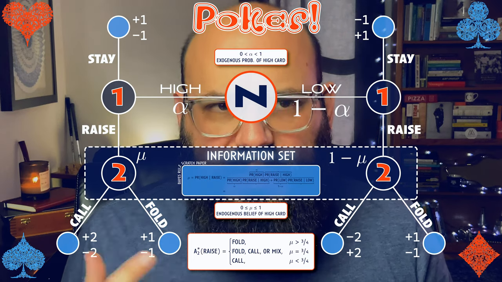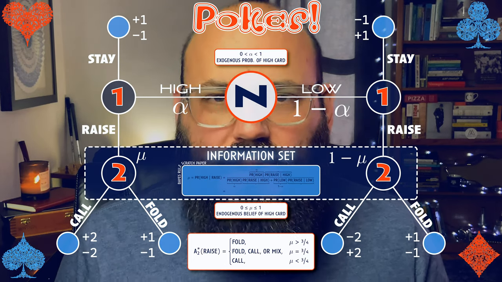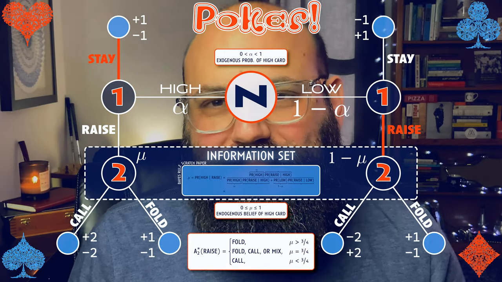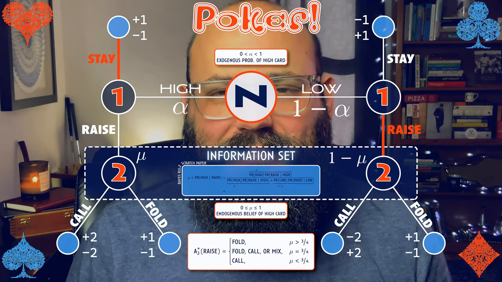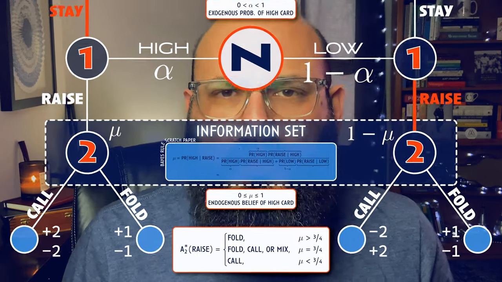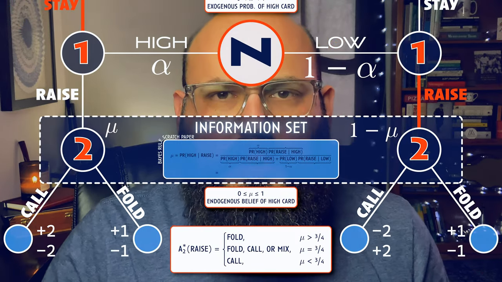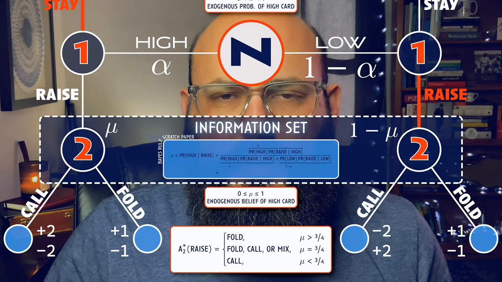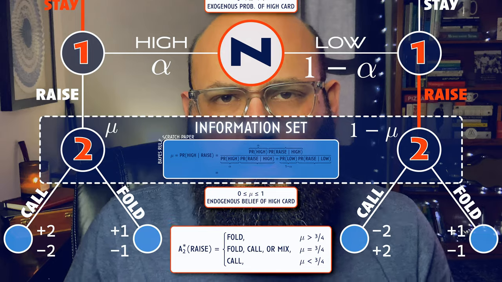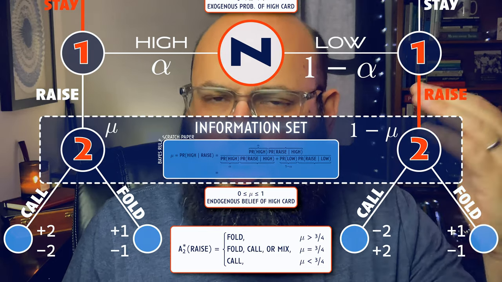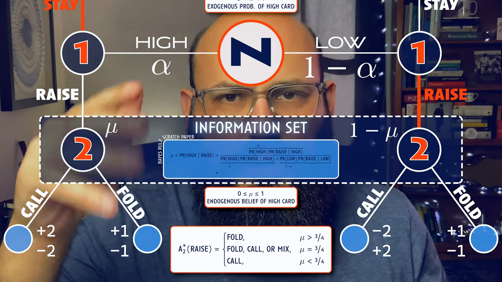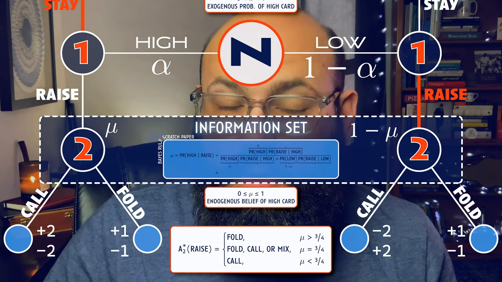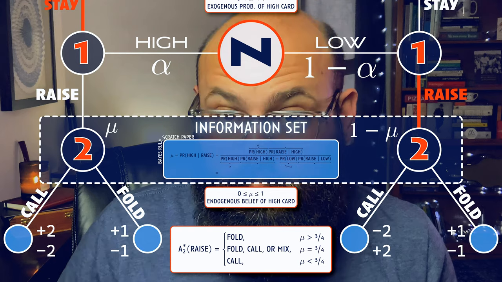Well, what about the separating equilibrium where, this is somewhat paradoxical, the low type raises and the high type stays? Well, what's the appropriate mu then? Before we get to the formula, what's the mu? You can pause the video if you want to. What's the correct mu for player two to have? If they knew that the low type was raising all the time, and the high type was staying all the time, what probability would they assign to seeing the high type conditional on a raise?